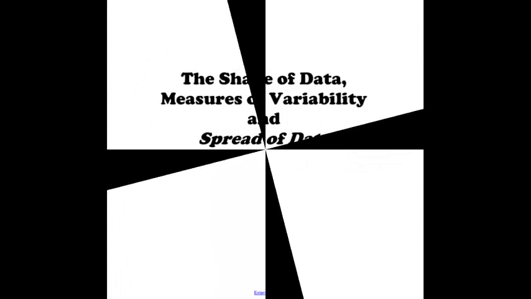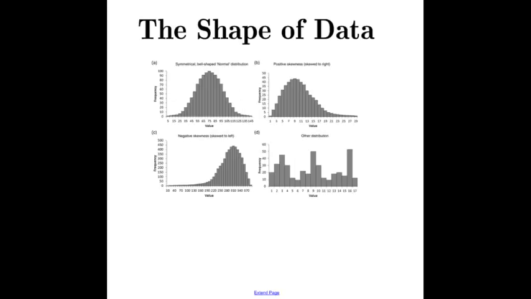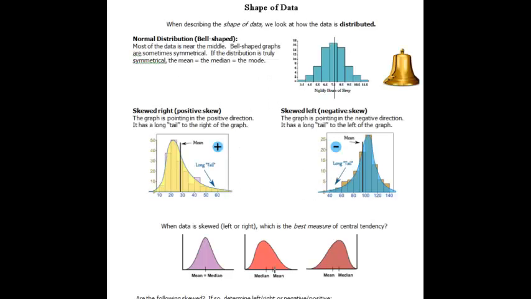When we start to look at data that we've graphed, we have to talk about the shape of the data. And that also involves measures of variability and the spread of data. So if you think about the shape of data, once we graph things, they can have a different appearance, and that's what we're going to talk about a little bit. If you look at your notes, when we describe the shape of data, we look at how it's distributed.